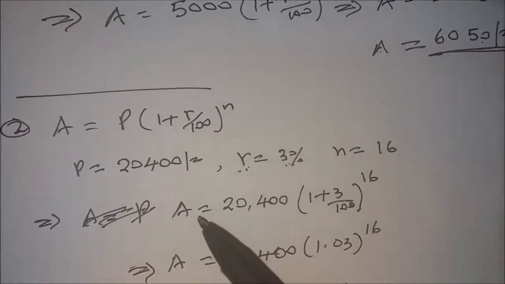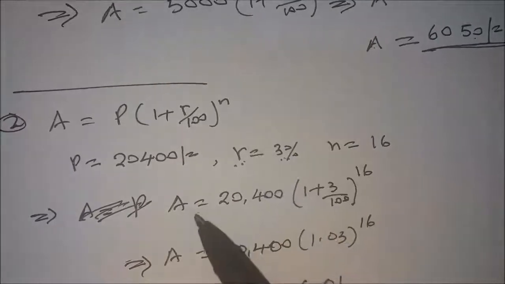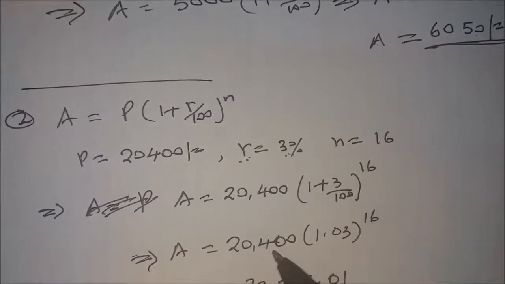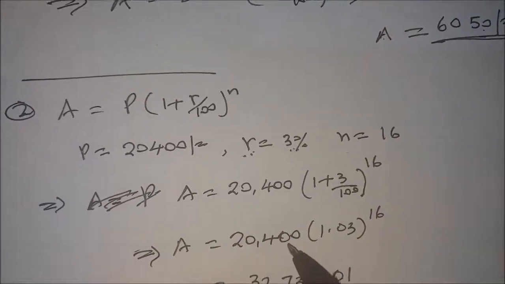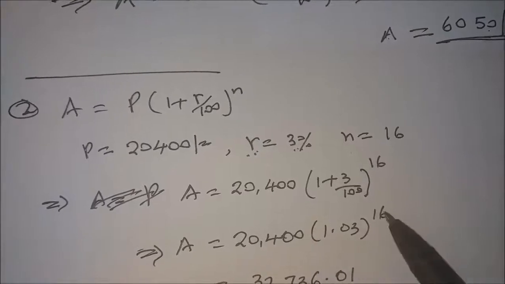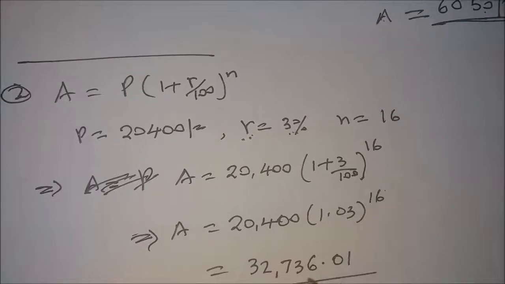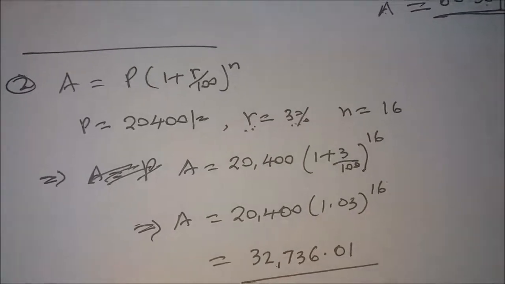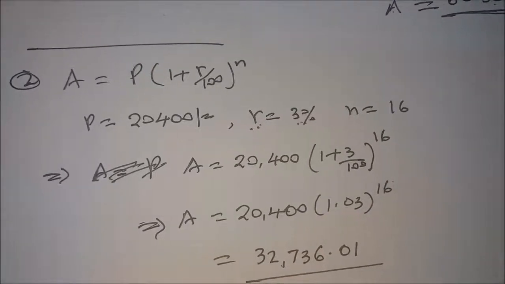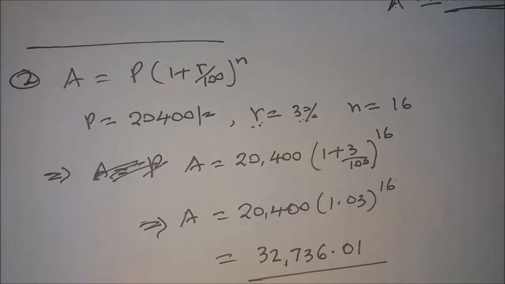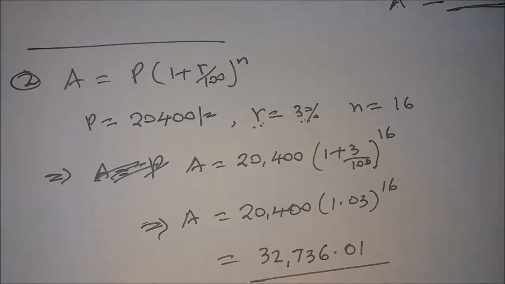Now, we substitute into the formula, and we have 20,400 into 1.03 power 16. We use our calculator to get the value of this, and finally, the accumulated amount at the end of 4 years will be 32,736.01.